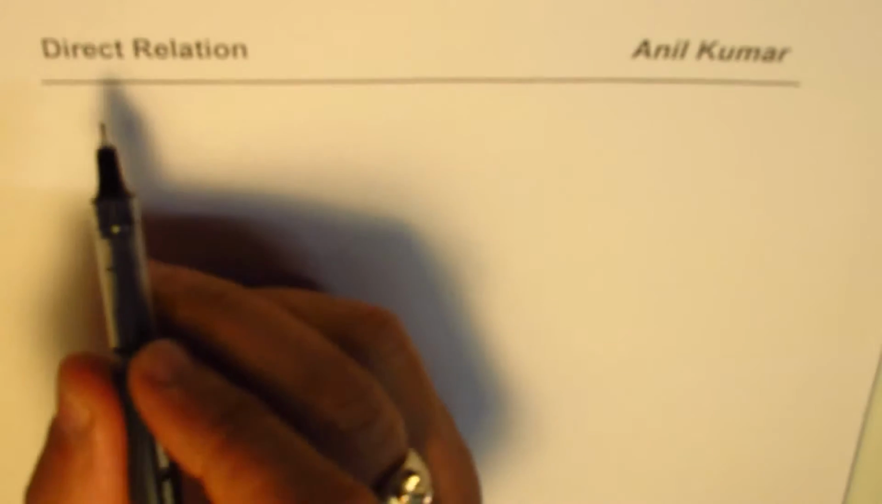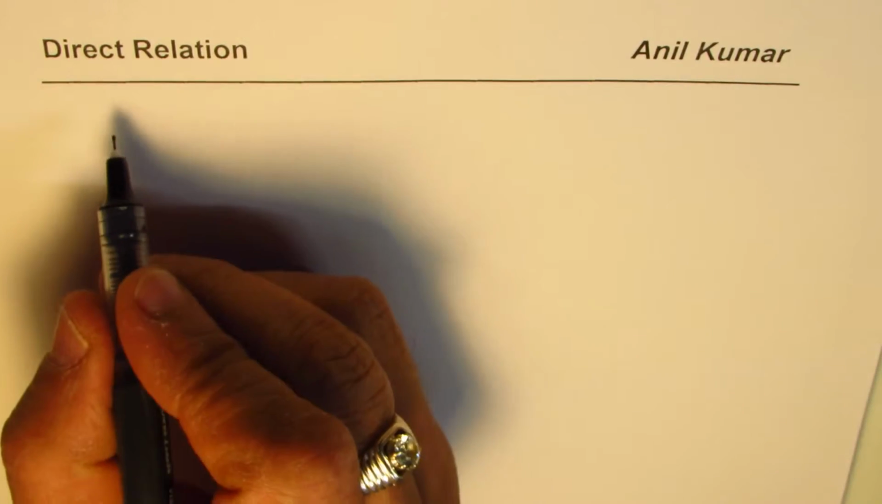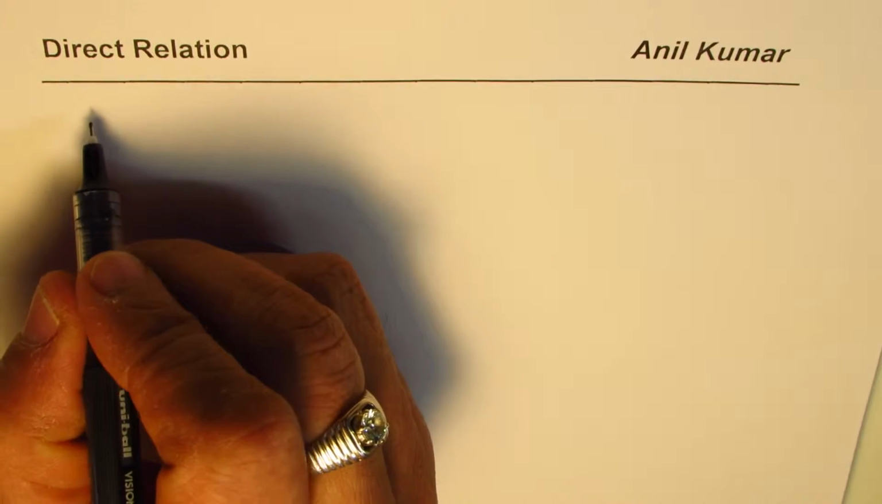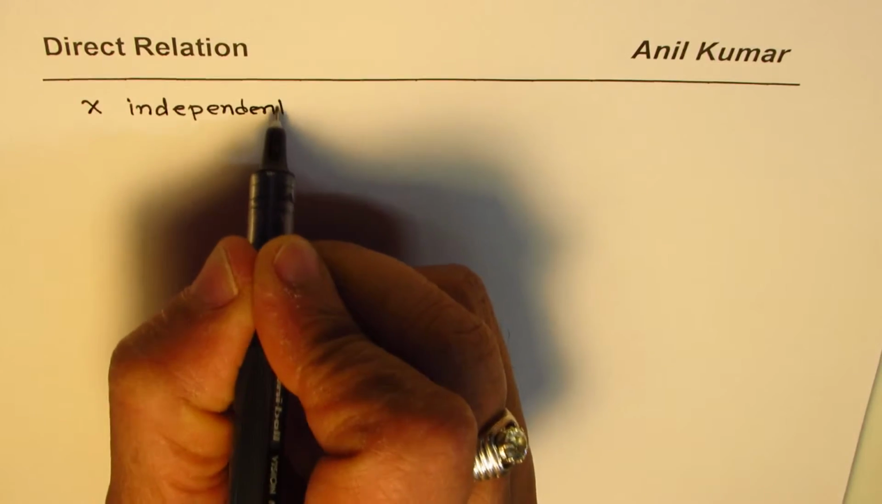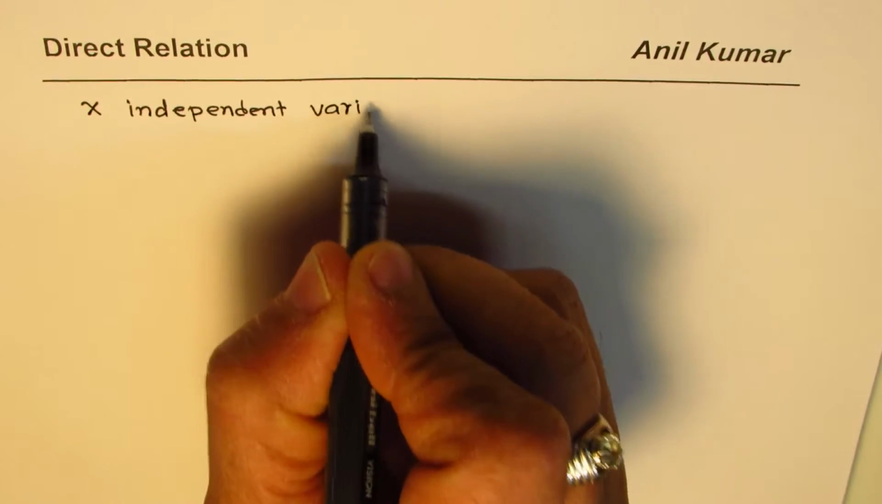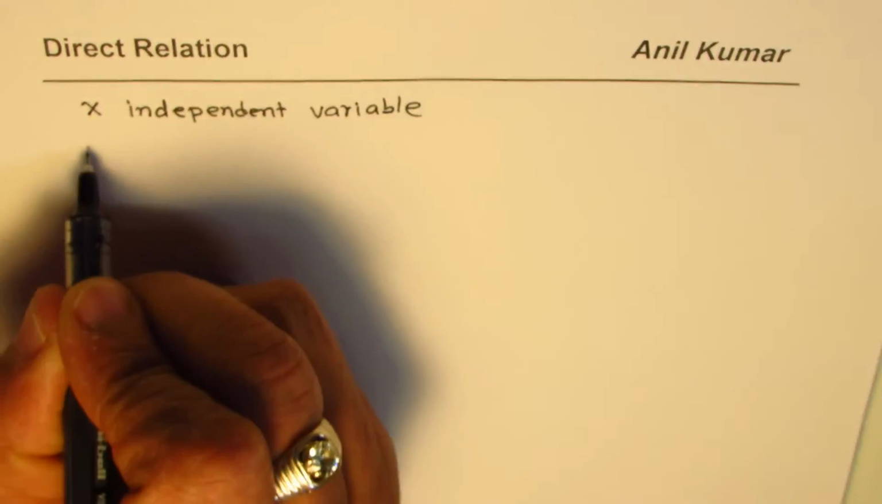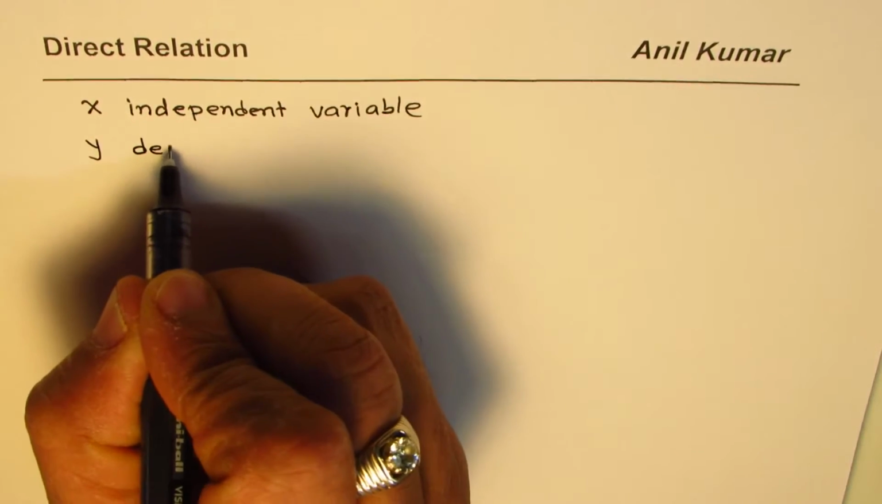I'm Anil Kumar, and in this video, we'll try to understand what is direct relation. Now, whenever we say direct relation, we are actually looking at the relation between two variables. Let us say x is independent variable and y is dependent variable.